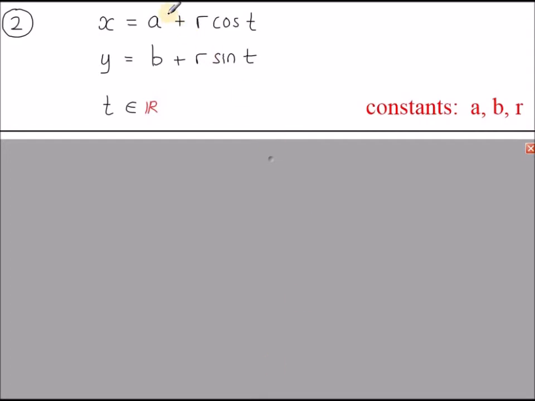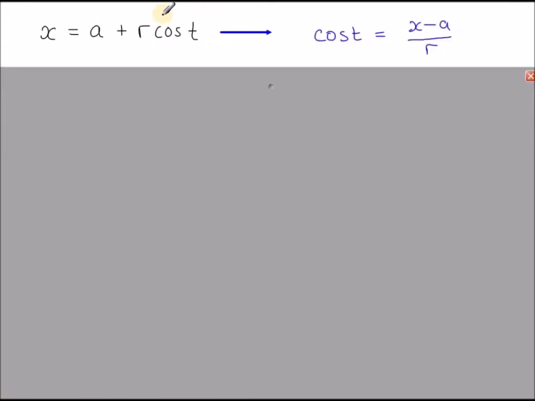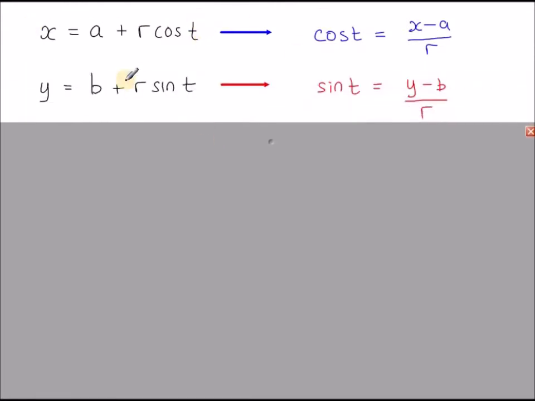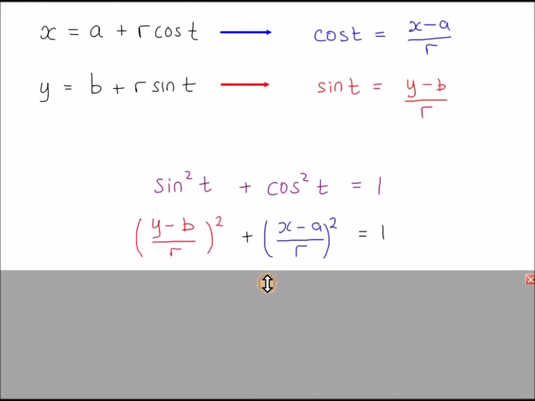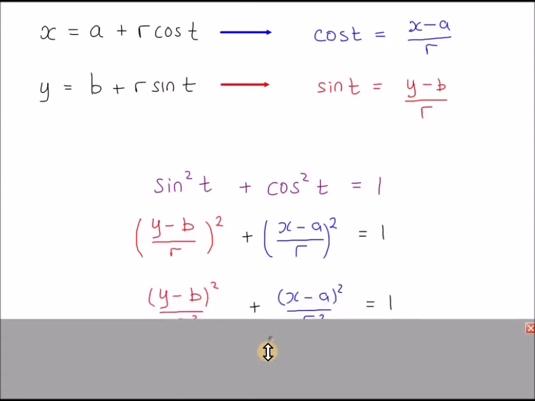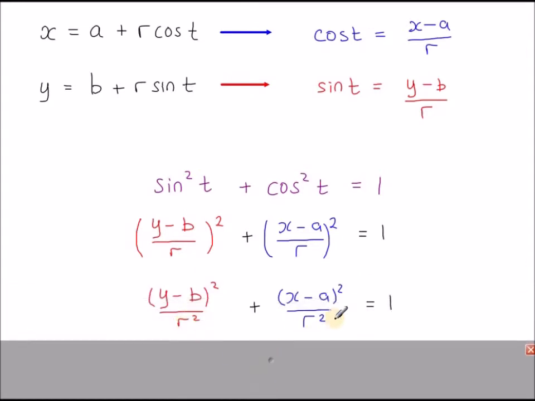Example 2. A, B and r are constants. T is the parameter. So I've rearranged this equation to make cos t the subject, and I've rearranged this equation to make sine t the subject. Sine squared plus cos squared is equal to 1, so I need to square both sides here and here and then substitute into our identity like this. The power goes on the numerator and denominator again, so we have this, then multiplying by r squared throughout.